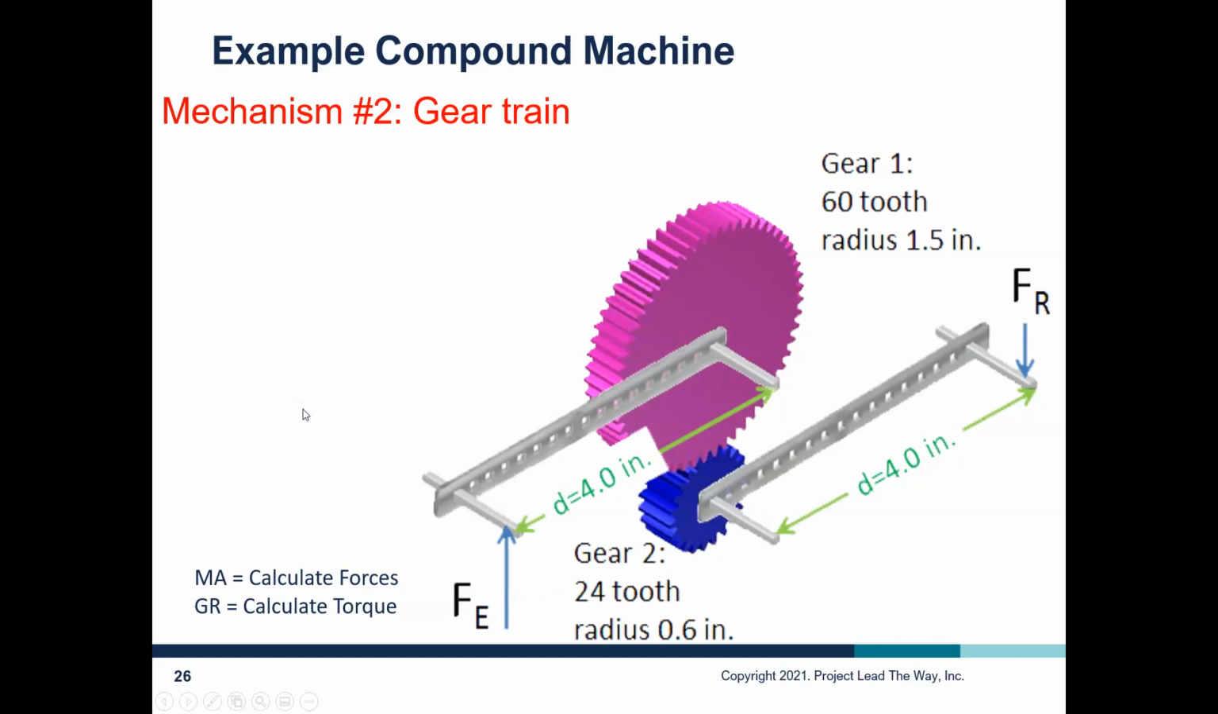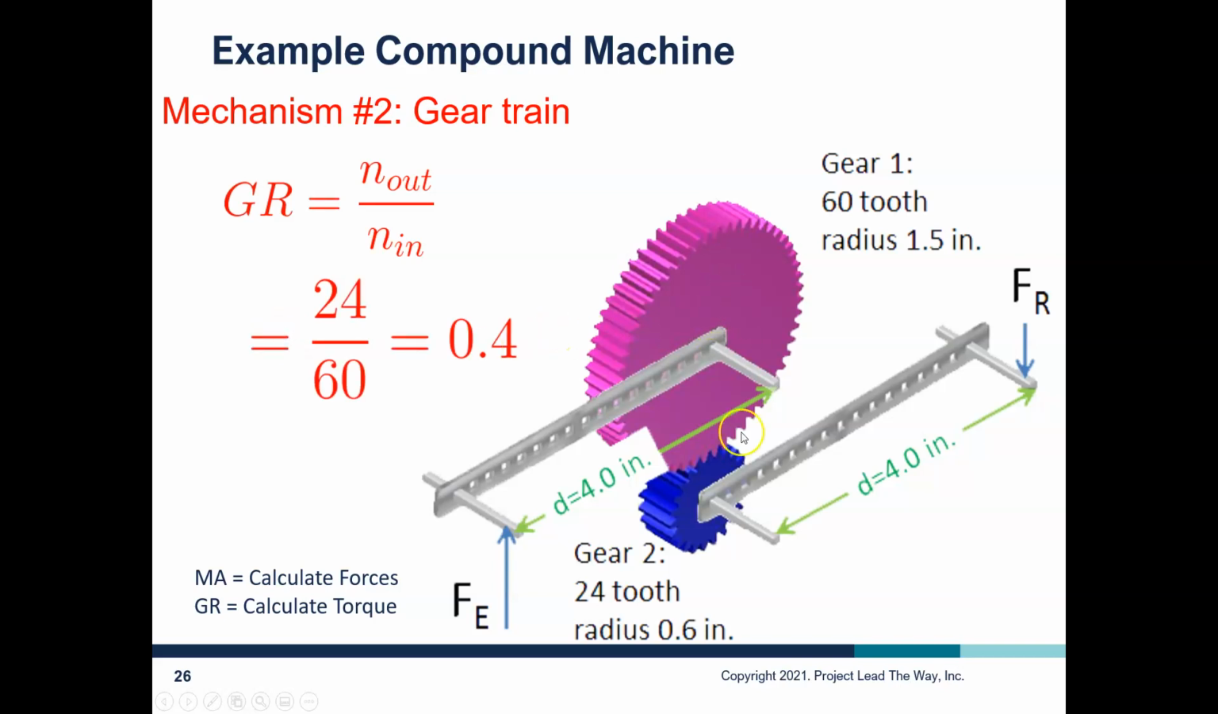Now, if we look at the second one, the gear train, the gear ratio is equal to the number of teeth out over in. We know that the in gear is smaller, so it has fewer teeth, so it has 24 teeth. And then the output gear has 60 teeth right here. So when we divide that out, we get a gear ratio of 0.4.